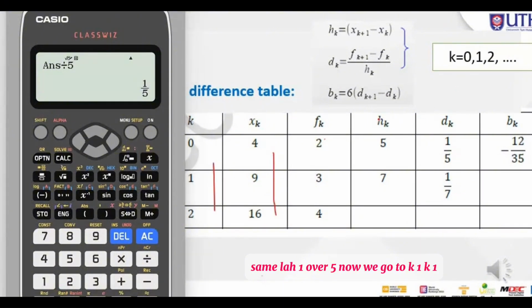Now we go to k = 1. For k = 1, you substitute the value of k into the equation for d_k. So we will have f_(1+1), which is f_2. So 2 here is referring to 4. Okay, 4 minus f_1, which is k = 1, the value of f is 3. And divide by the value of h_k, which for k = 1 is 7. So here we have 1 over 7.